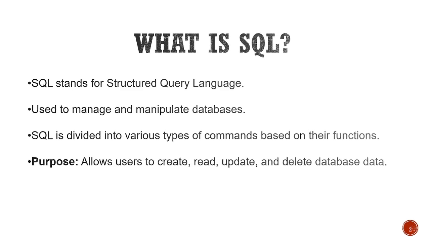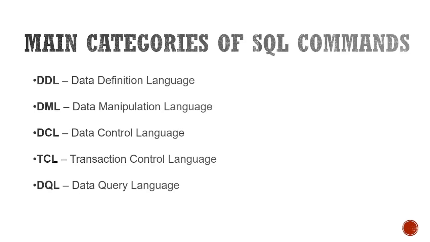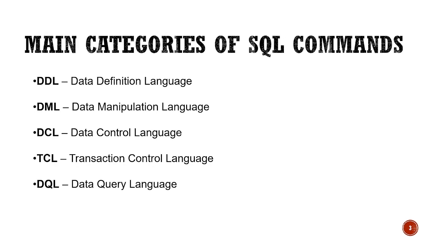Our next slide is, there are mainly five categories inside the SQL commands. First is data definition language, DDL, which deals with the schema of the table. Next is DML, data manipulation language, which deals with the records of the table.